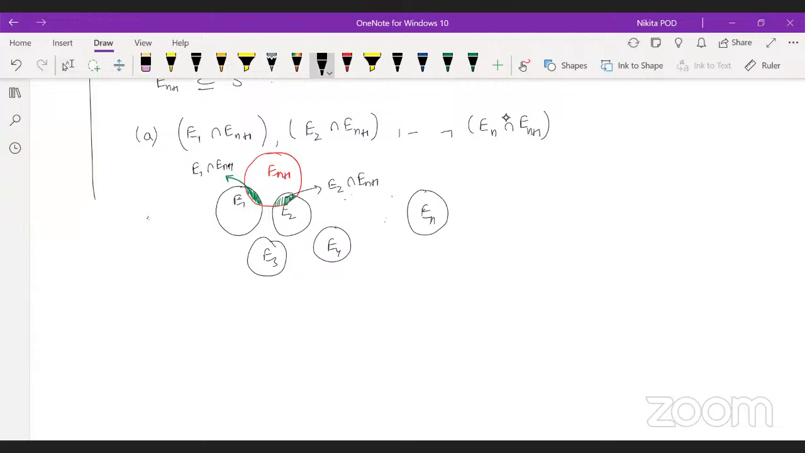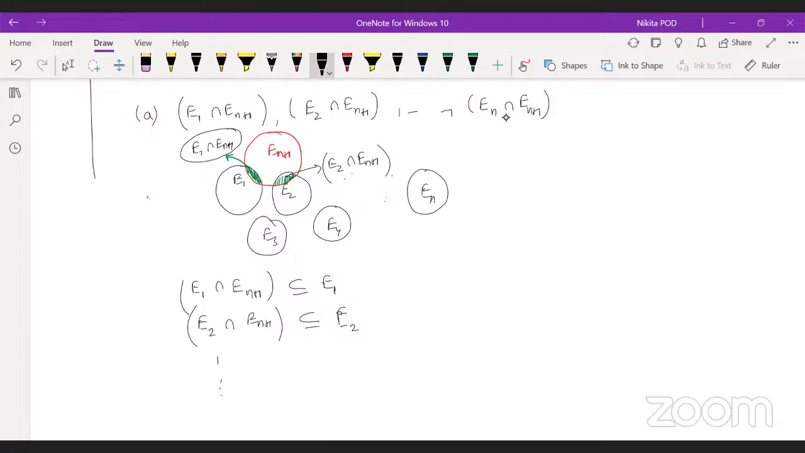Now, you can see that E1 intersection with En plus 1 will be contained in, as a subset of, E1, right? Similarly, this E2 intersection with En plus 1 will be contained in E2. You can also call it subset; I'm just saying contained in. This is basically subset notation. So E2 intersection with En plus 1 would be contained in E2, and so on. You can go on further, and you will get that En intersection with En plus 1 will be contained in En.